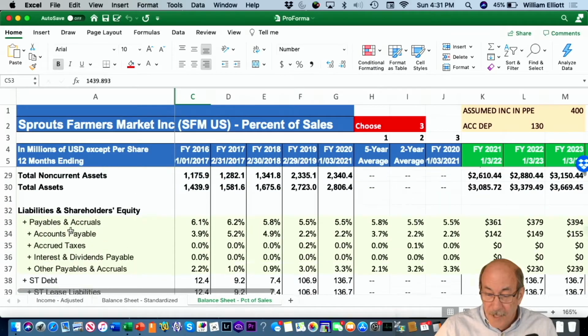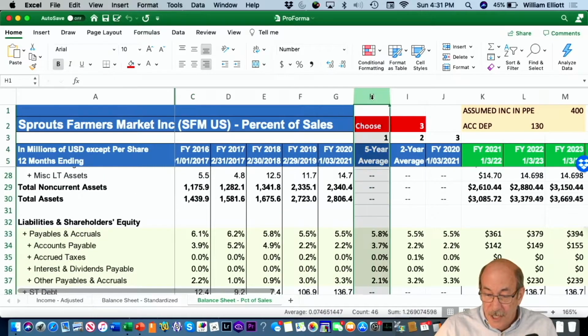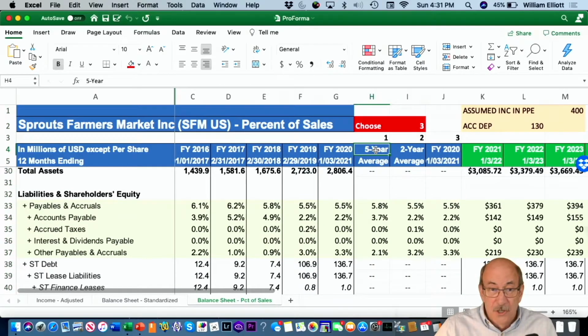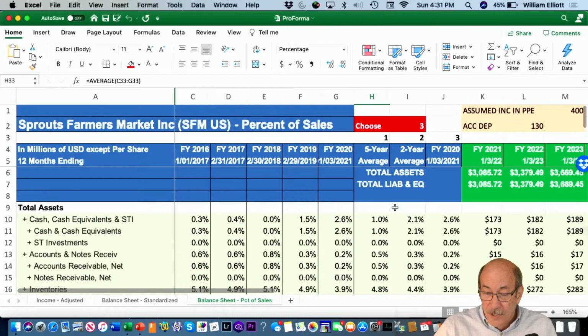All right. And then over here again in columns H, I, and J, I've done these same things. I've done this 5-year average, I've done a 2-year average, and then I've done just the most recent year. And I've got the percentage values for each of those. All right, questions so far? This is kind of the setup.